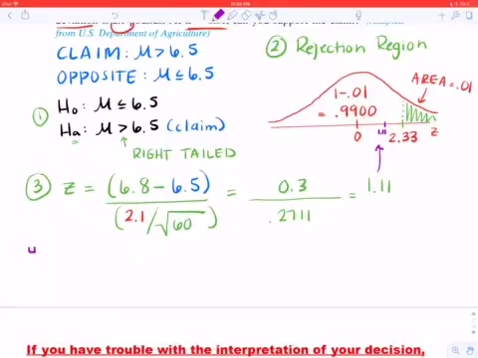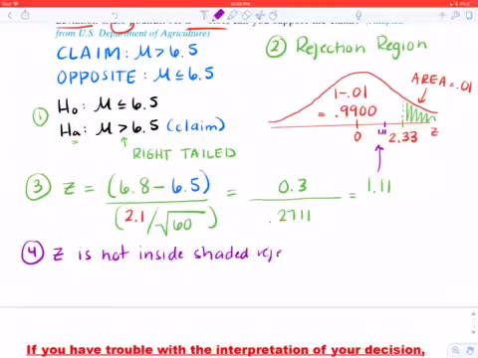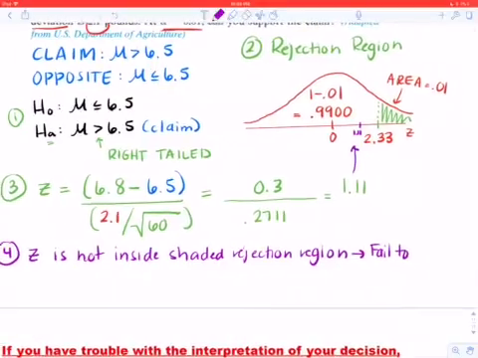Now, like I said before, the test wants to reject the null hypothesis. That's what it's set up to do. And so when the value of Z is not in the shaded rejection region, that basically means that the test has failed to do what it was set up to do. So what we're going to state here is that we fail to reject the null hypothesis. Okay, anytime you're not in the shaded region, you fail to reject the null hypothesis.